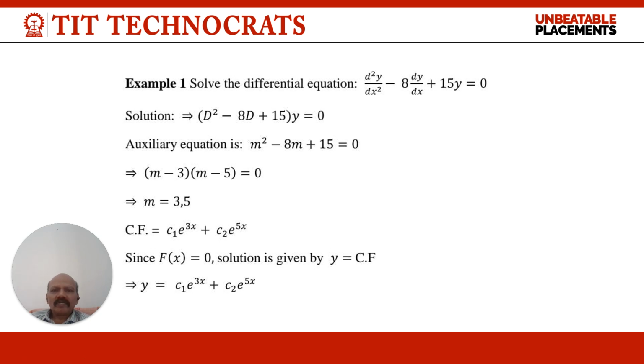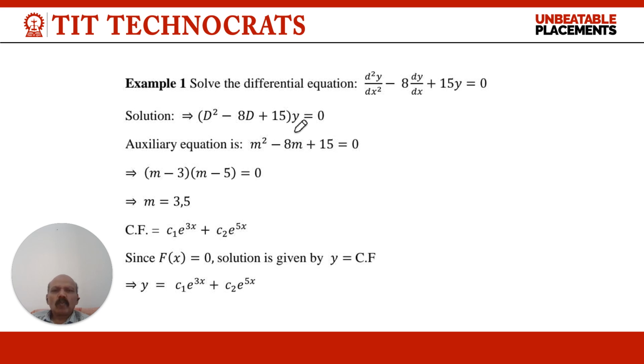Suppose we have d2y upon dx square minus 8 dy upon dx plus 15y is equal to 0. So right hand side is already 0. The whole solution which we will get will comprise of CF. So you see here, equating symbolic operator. Symbolic operator means d upon dx is D. So here D square minus 8D plus 15 whole multiplied by y is equal to 0. So this is the equation in terms of symbolic operator.